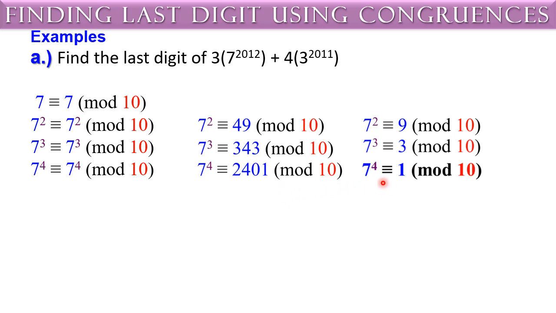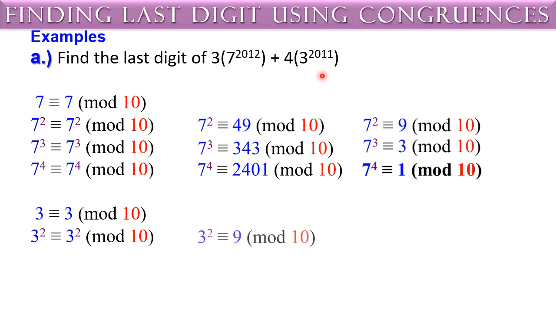Hence, we are not yet done, since we have 3 raised to 2011. Therefore, we need to determine the cycle of base 3 modulo 10 until we get a remainder of 1 as well. To start with, we have 3 is congruent to 3 modulo 10. Still not 1, proceed with the next power. 3 squared is congruent to 3 squared modulo 10. Simplifying, we have 3 squared is congruent to 9 modulo 10. Still not 1, proceed with the next power.